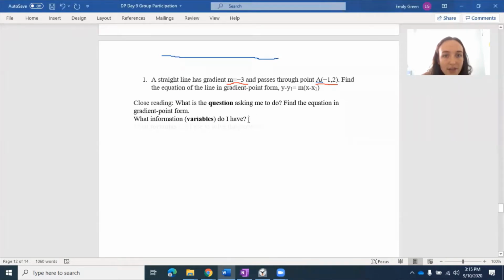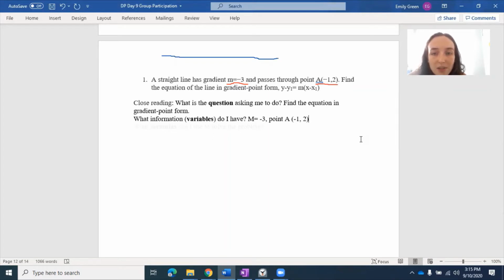So at first, I might just type them the way I see them, right? I might just type out m equals -3, point A, -1, 2. But we also want to label these correctly.